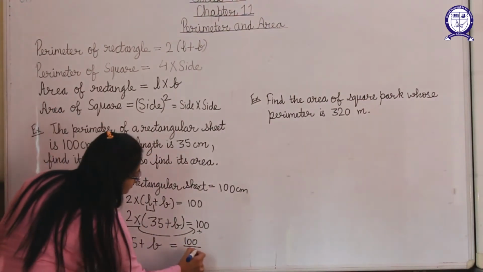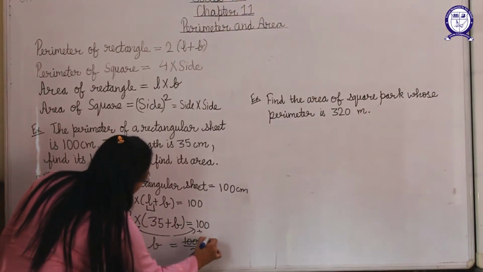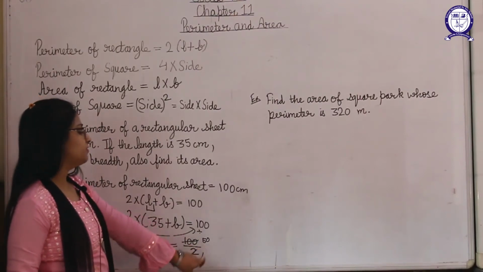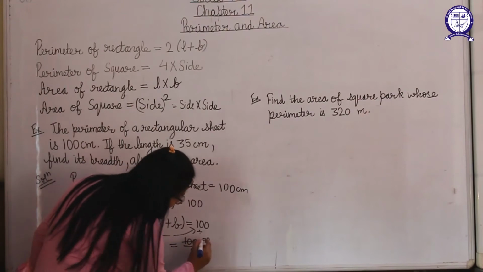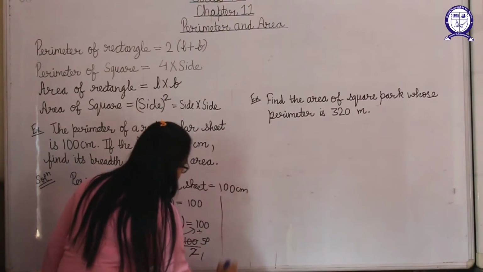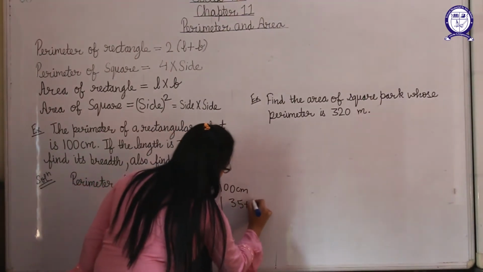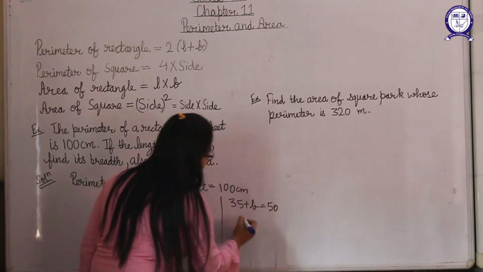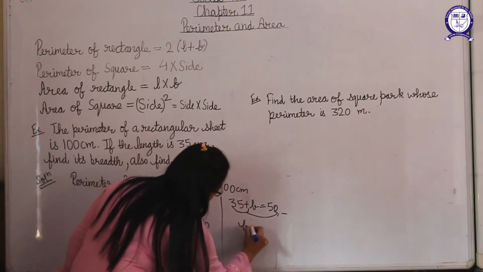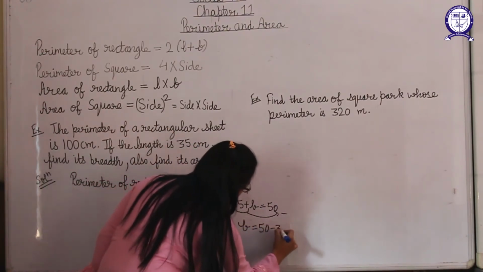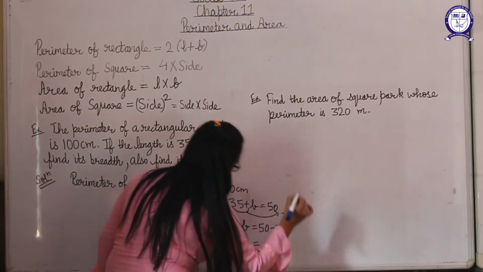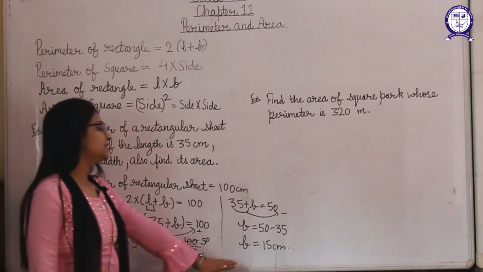So what we will get, students, here 2 1s is 2 and 2 5s is 10 and 0. It means we are getting 35 plus b is equals to 50. Now what we will do, this 35 is in addition, so on that side it will be subtracted. So b will be equals to 50 minus 35. So b will be equals to 15 centimeter. Okay, so b comes out to be 15 centimeter.